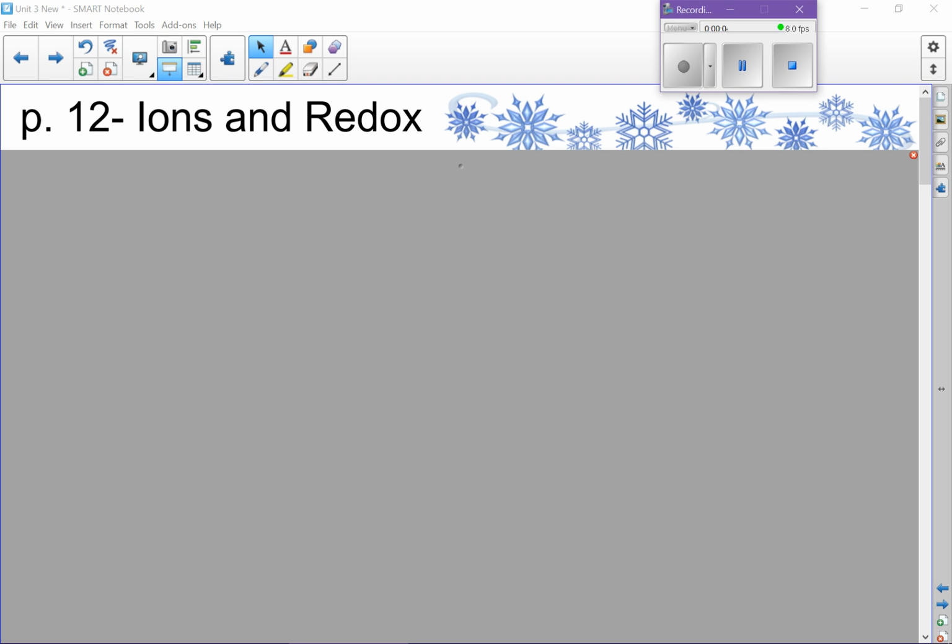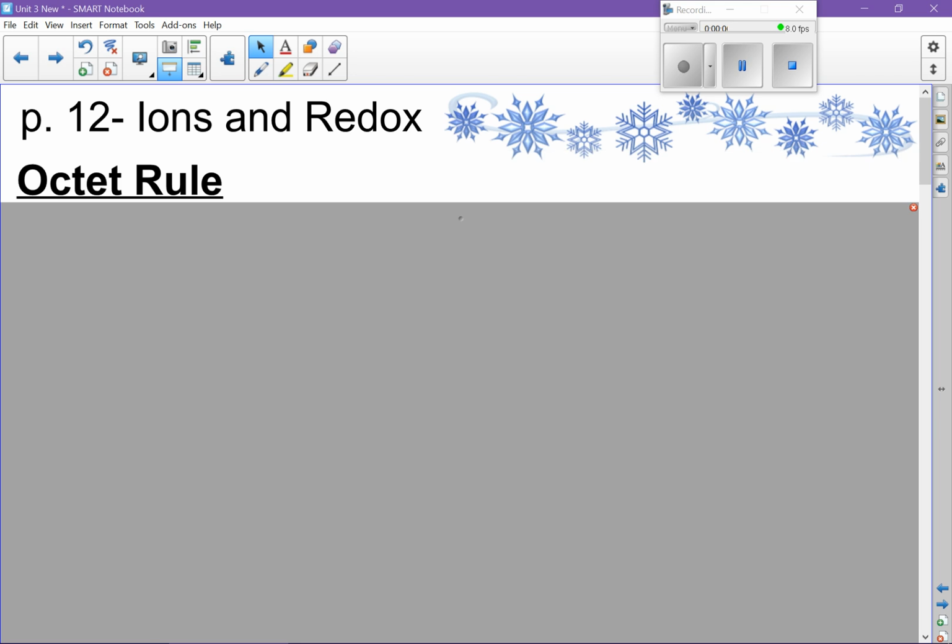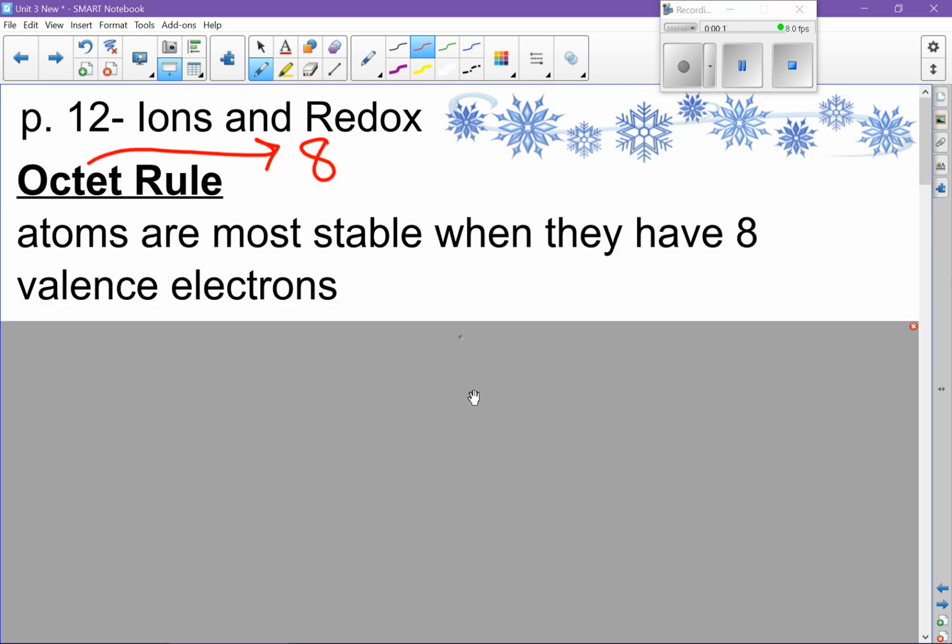And so ions all relate to this thing called the octet rule. Oct is a clue. As soon as you see that, you should think like an octopus. It has something to do with the number 8. So the octet rule is atoms are most stable when they have 8 valence electrons.